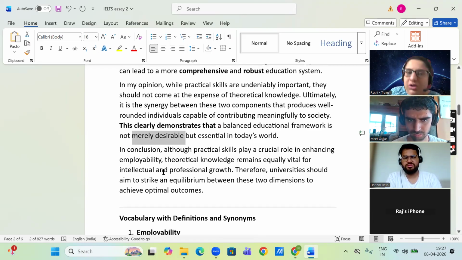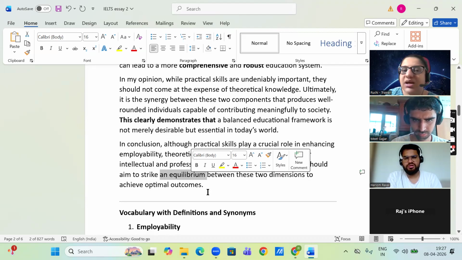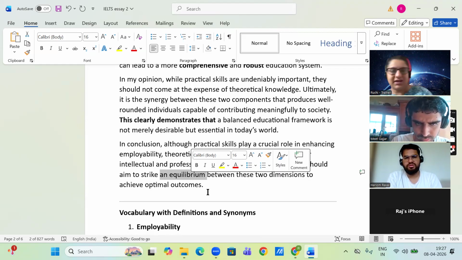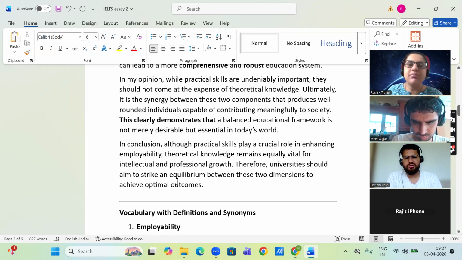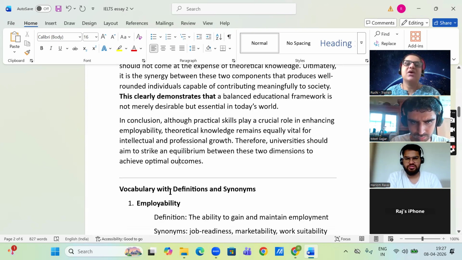In conclusion, although practical skills play a crucial role in enhancing employability, theoretical knowledge remains equally vital for intellectual and professional growth. Therefore, universities should aim to strike a balance. Universities should aim to strike an equilibrium. Equilibrium means balance, we will say equilibrium, okay. Universities should aim to strike an equilibrium between these two dimensions to achieve optimal outcomes. So this is what I wrote.